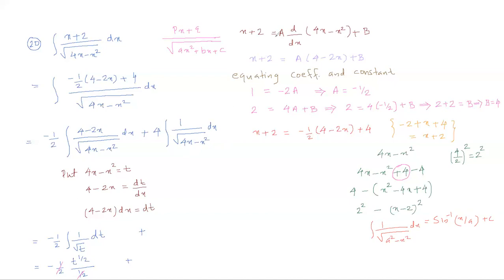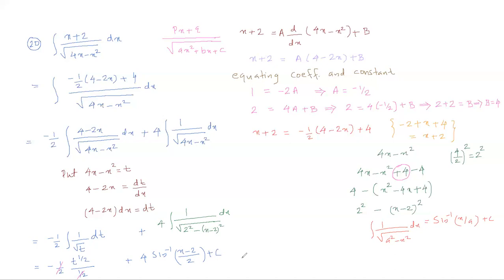So coming back to that question, here it will become 4 into integral 1 by under root 2 square minus (x minus 2) the whole square dx. So now apply the formula, it is sine inverse x by a. So instead of x, we have x minus 2 by a, where a is equal to 2, plus constant of integration. So you can finalize your answer.